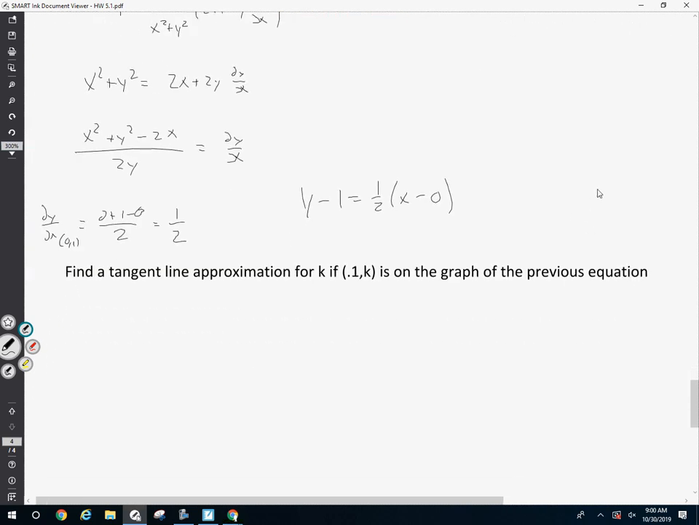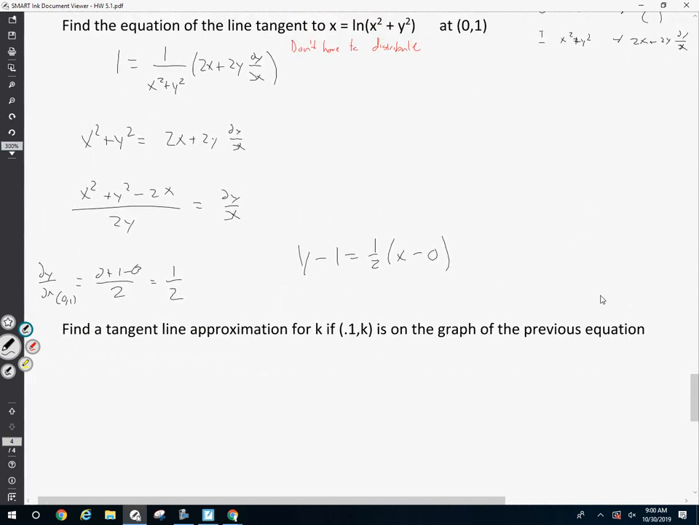Okay, now we're going to do a tangent line approximation. Find the tangent line approximation for k if 0, 1, k is on the graph of the previous equation. Well, I'm going to use y minus 1 equals 1/2 x minus 0 to approximate x equals log x squared plus y squared around 0, 1. Well, 0.1 is close to 0, so this will work. 0.1 is an x, so I plug in 0.1 for x. So 1/2 times 0.1, so that's 0.5 times 0.1.